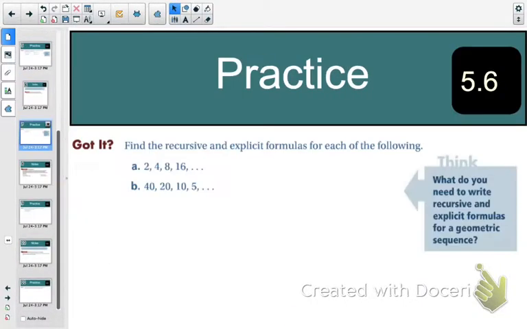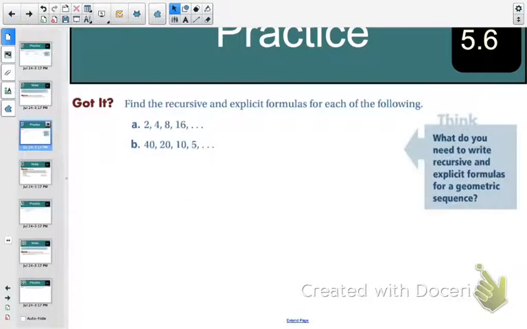Okie dokie. Okay, so why don't you guys try this one? Pause this in 3, 2, 1, pause.